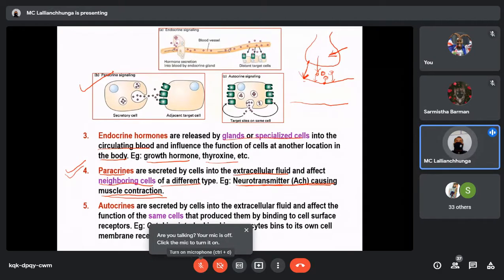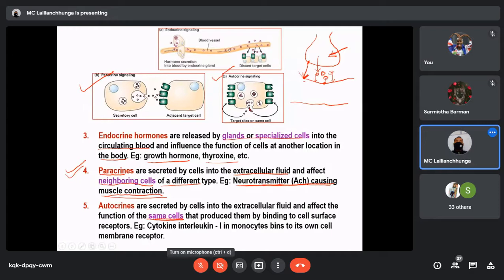Autocrines are secreted by cells into the extracellular fluid and affect functions of the same cells that produced them by binding to cell surface receptors. Okay, so the last diagram you see: this cell is secreting a substance, a molecule, and this substance will act on the same cell from where it is secreted. So here there are some receptors for these molecules. Now they are binding here, so self influence is there.